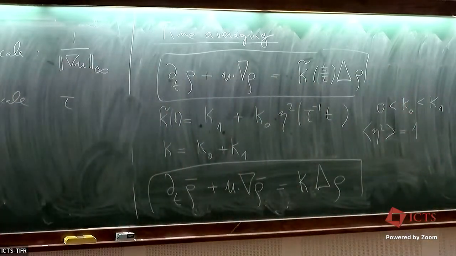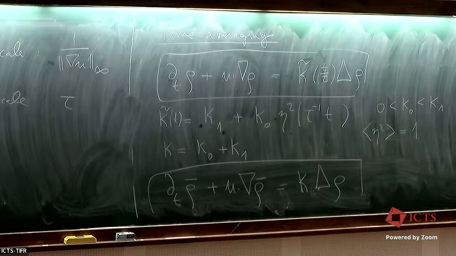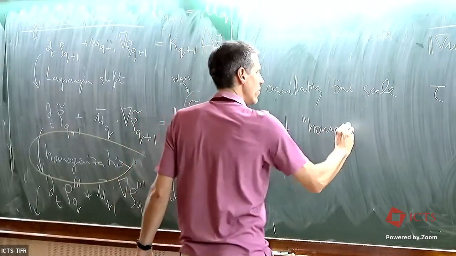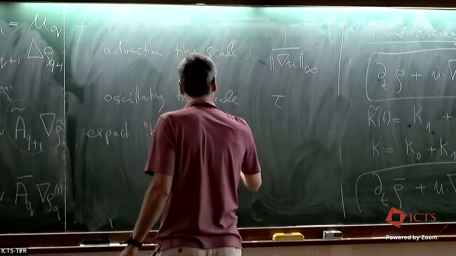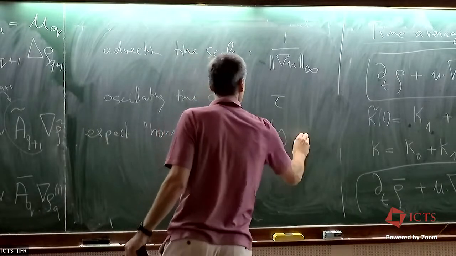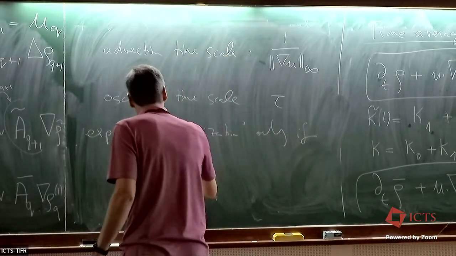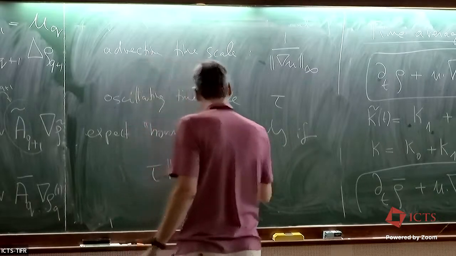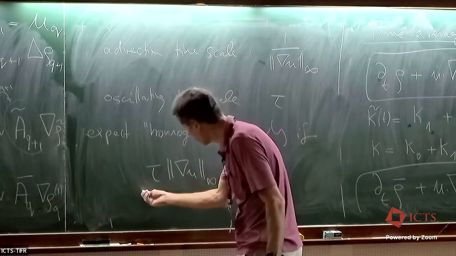So expect sort of time homogenization only if tau times gradient u in L infinity is small. In fact, this will be our small parameter.